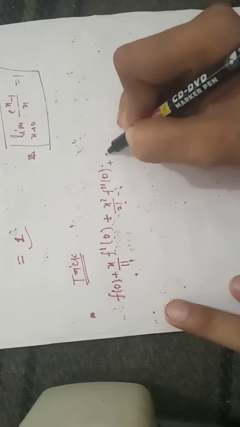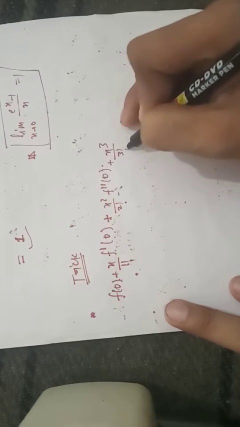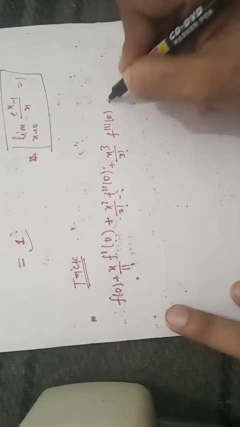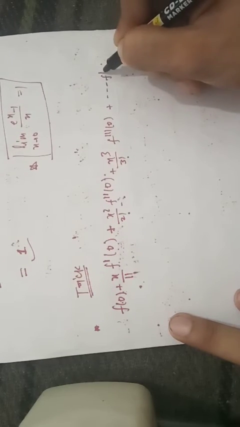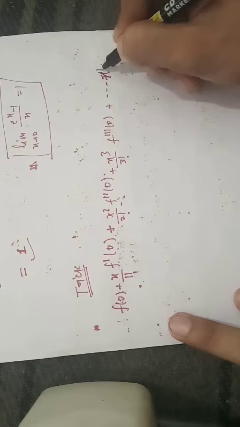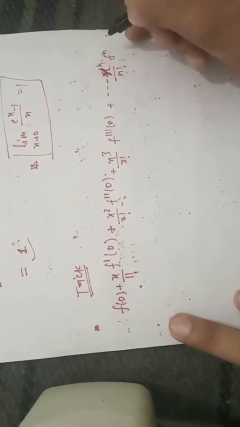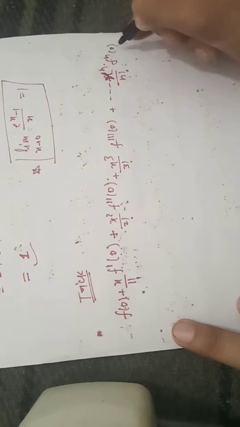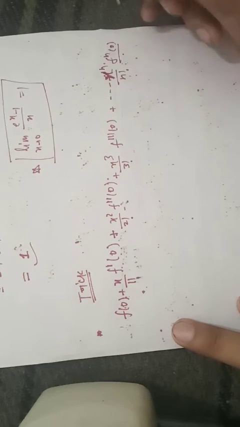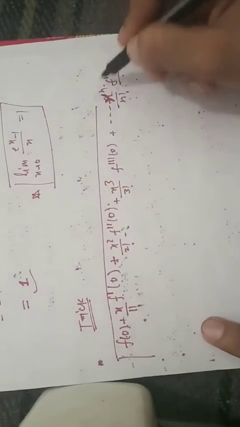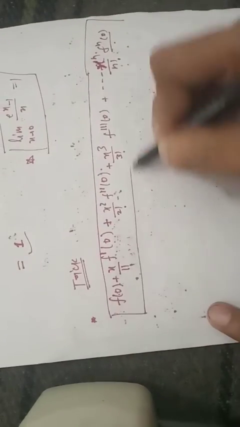Plus x cube upon factorial 3, and then three times you have to differentiate. Like that, for x to the power n and n factorial, you have to differentiate n times and put 0. This is what the trick is, which I had written on the previous page also.